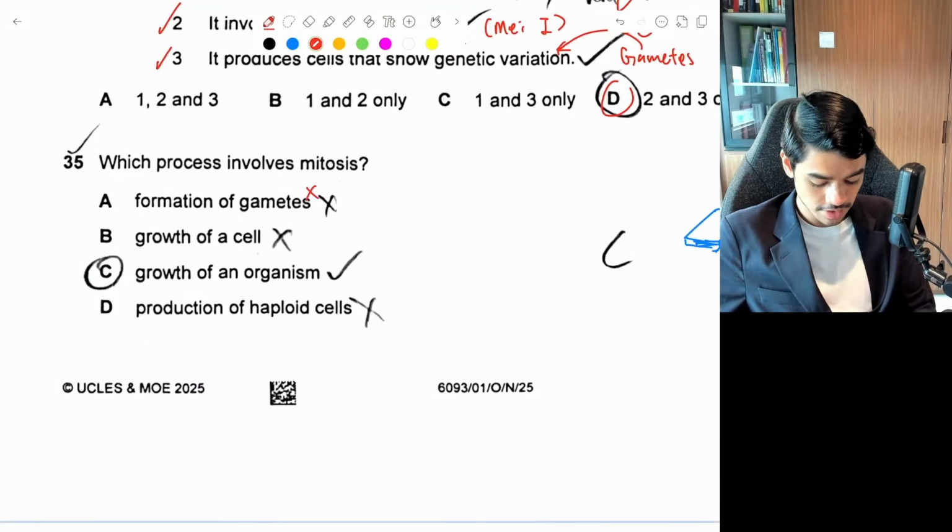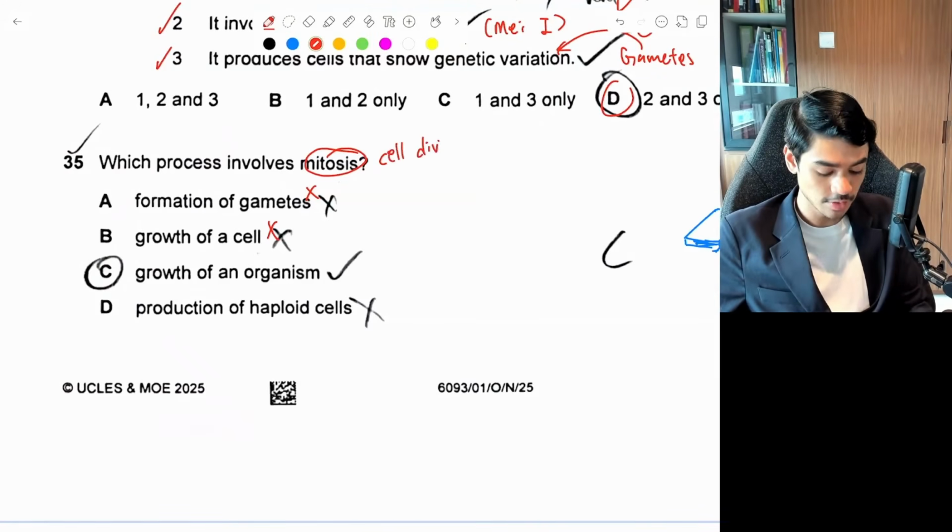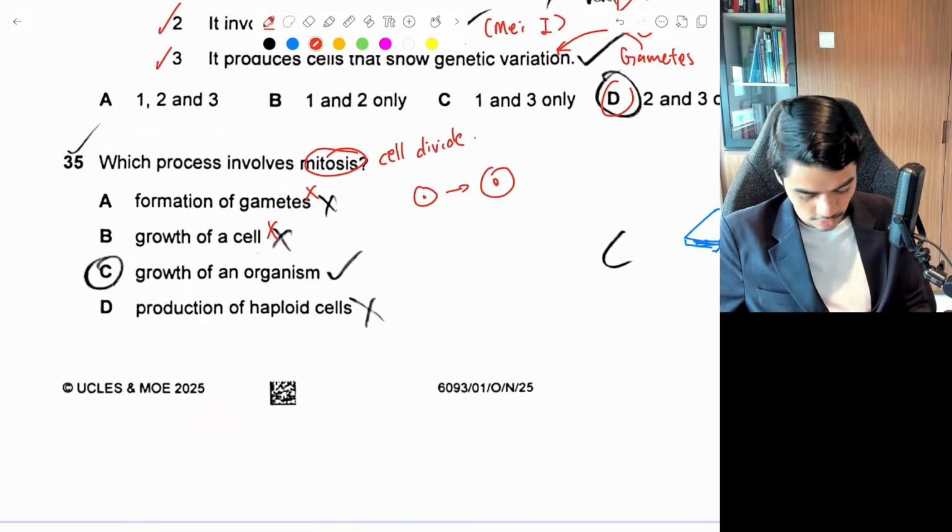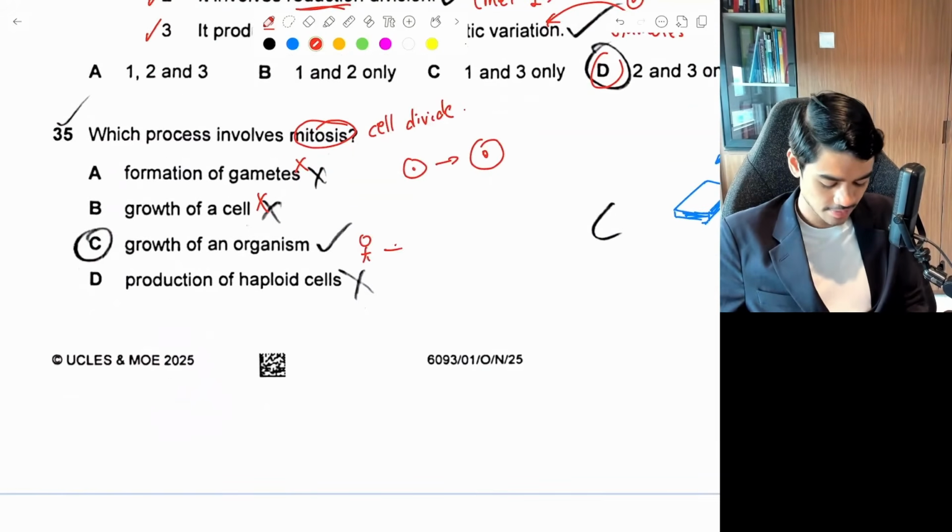35. Which process involves mitosis? Forming gametes is meiosis. Growth of a cell? No, because mitosis means cell division. The cell has to divide and make a new cell. So when the cell just grows from smaller to a bit bigger, right? There's no mitosis.